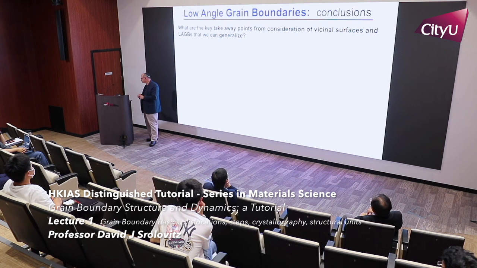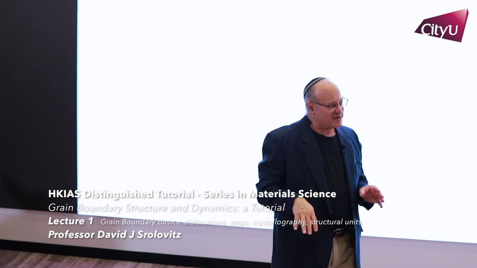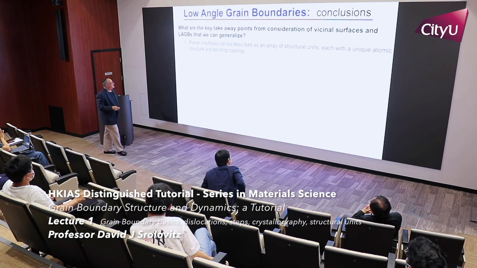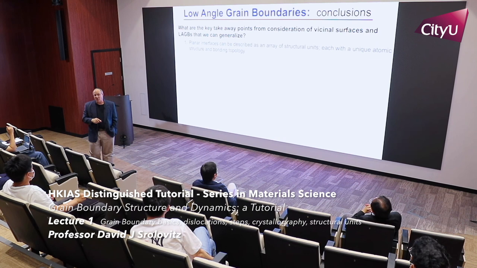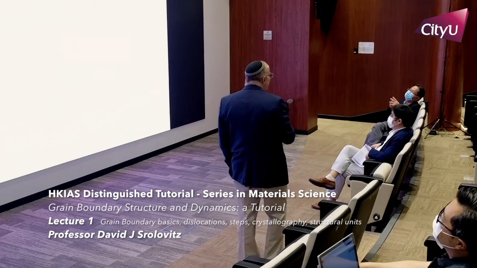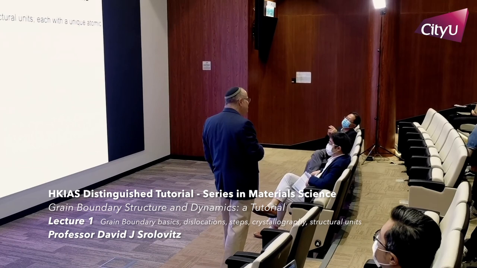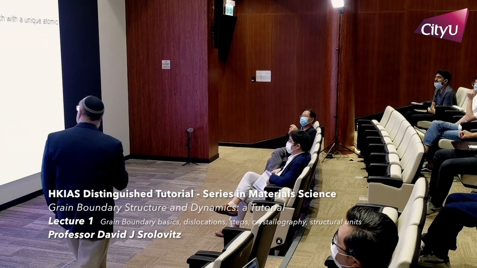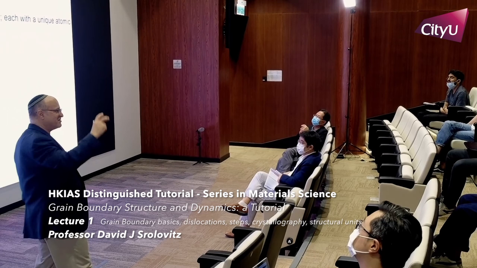Okay. All this I did because I want to introduce a certain set of concepts that we're going to use throughout the rest of these lectures. So what are those concepts? Let me just summarize them for you. So first, planar interfaces, where we're talking about surfaces or grain boundaries, can be characterized as an array of repeating structural units. We will always need at least two types of structural units if we want to describe how the structure or the properties depend on orientation, the crystallography. And each of those structural units has a unique atomic structure and bonding topology.